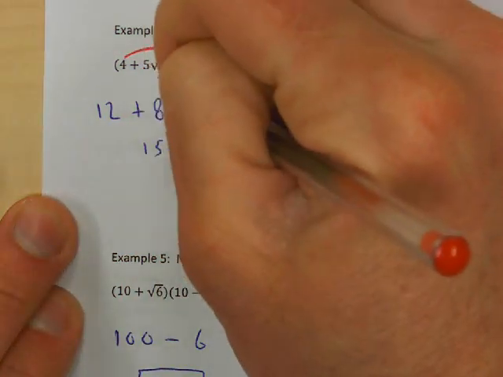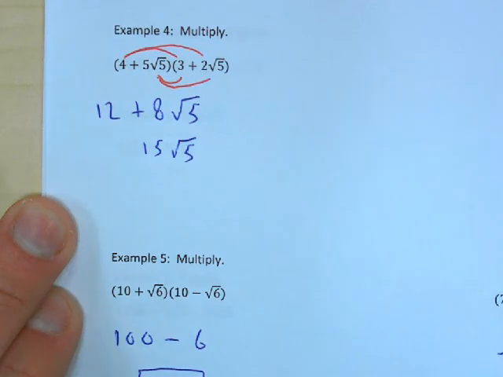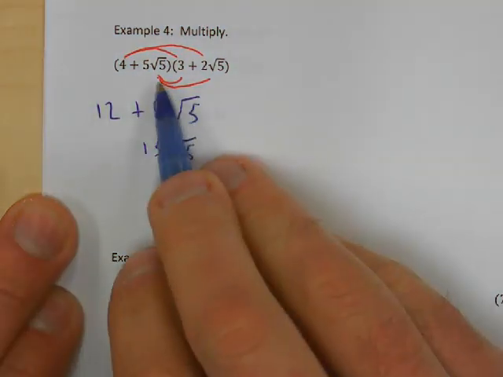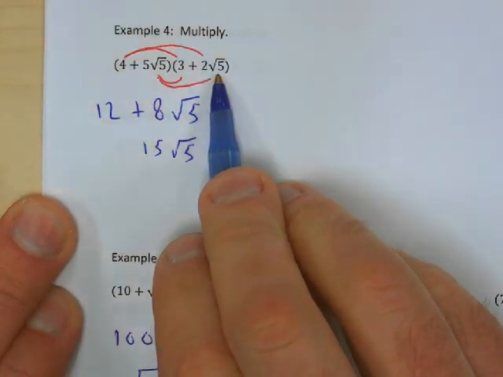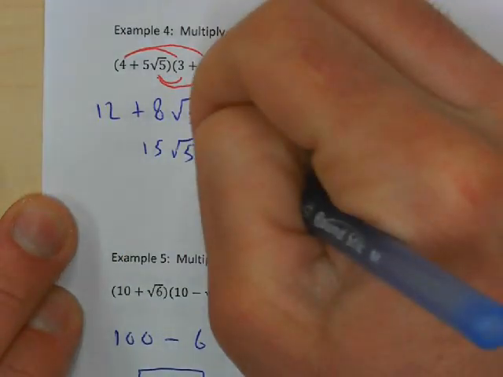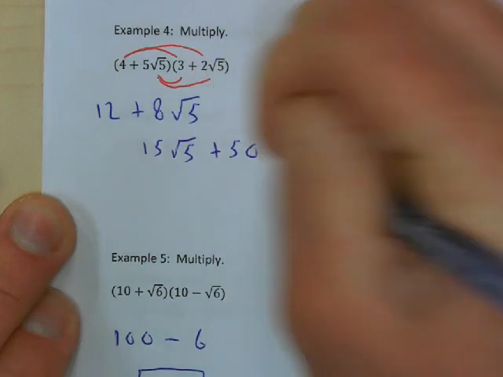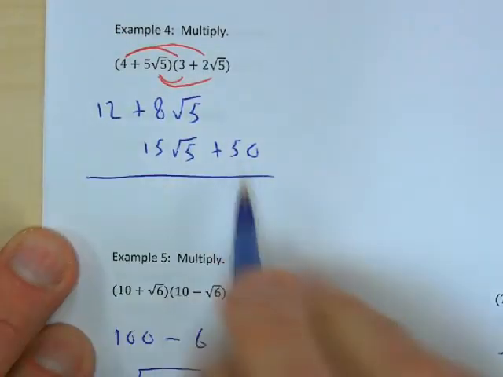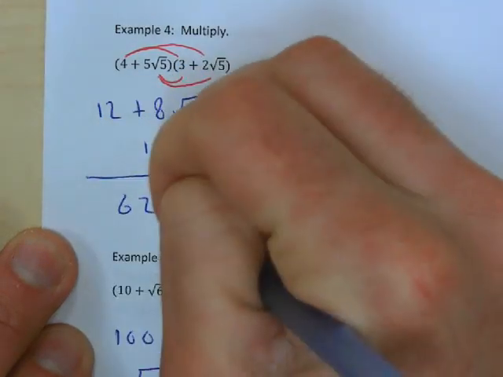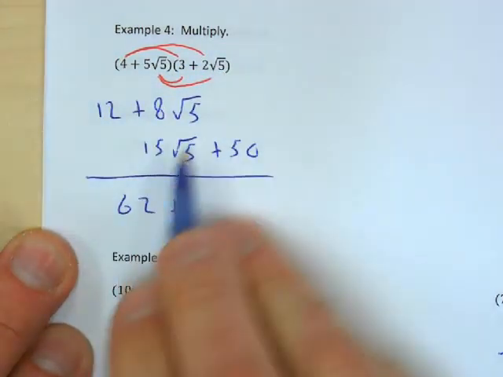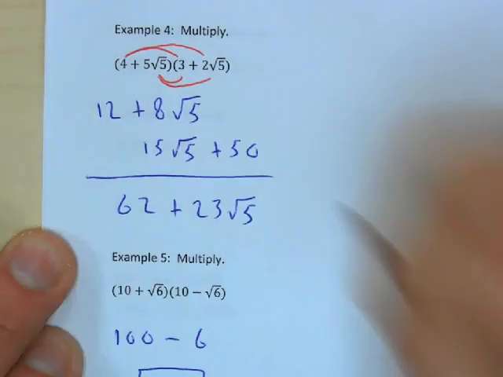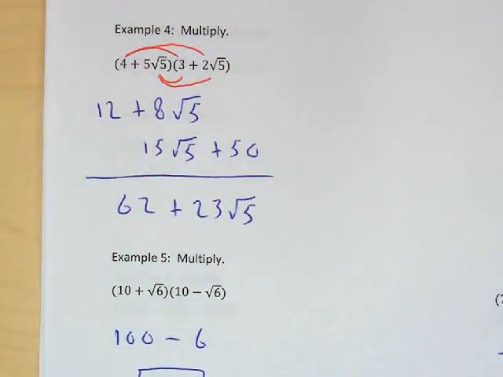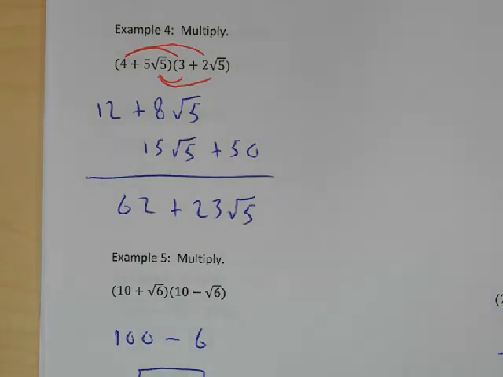And then distribute here. So remember, work with the outsides and the insides. So 5 times 2 is 10. Root 5 times root 5 is 5. And then 10 times 5, we get 50. Okay, last thing, combine like terms. Let's see, 12 plus 50, I get 62. Plus 8 root 5 plus 15 root 5, I get 23 root 5. And then that's my answer. Okay, so then that wraps up 6.3.